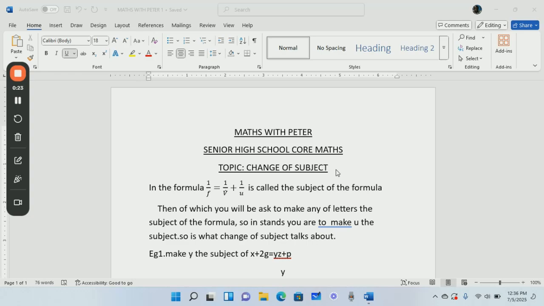In the formula 1 over f is equal to 1 over v plus 1 over u, f is called the subject of the formula. So, change of subject is a core mathematics topic in the core textbook in secondary schools. It deals with a relation or equation with numbers and alphabet.